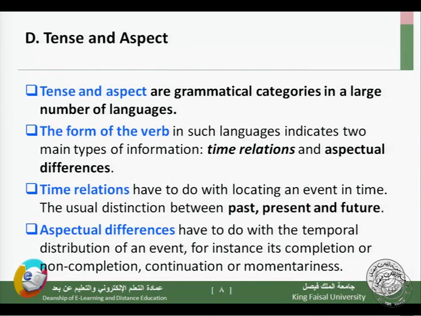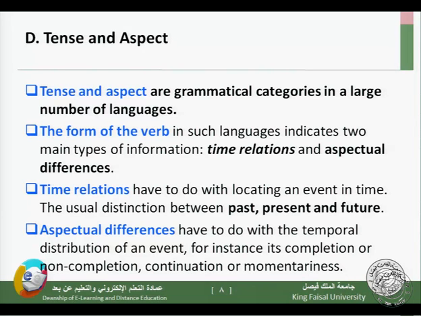Now, this is the tough aspect of grammar. This is the toughest. When we are talking about the grammatical problems, you need to think of tense and aspect. Tense and aspect are grammatical categories in a large number of languages. Most languages have this tense and aspect. Now the form of the verb in such languages indicates two types of information. The verb.